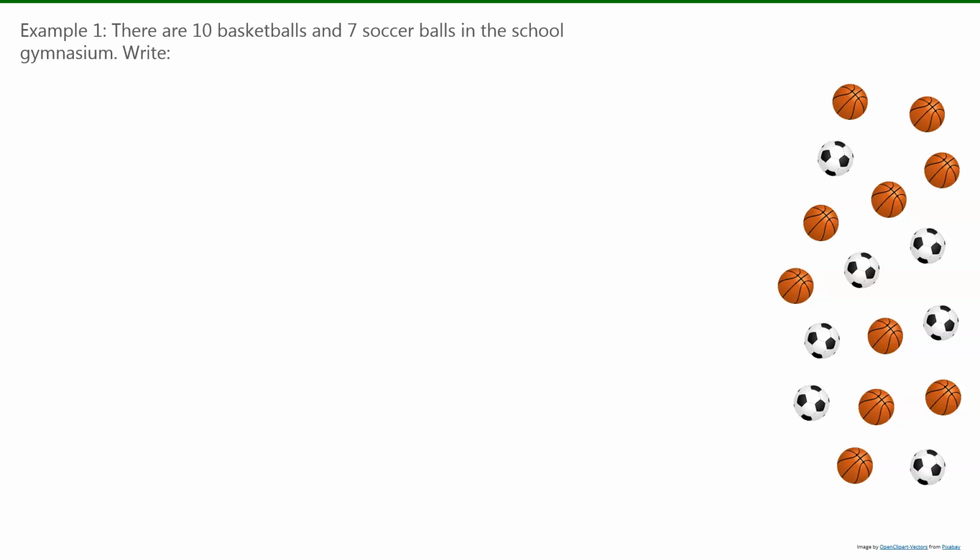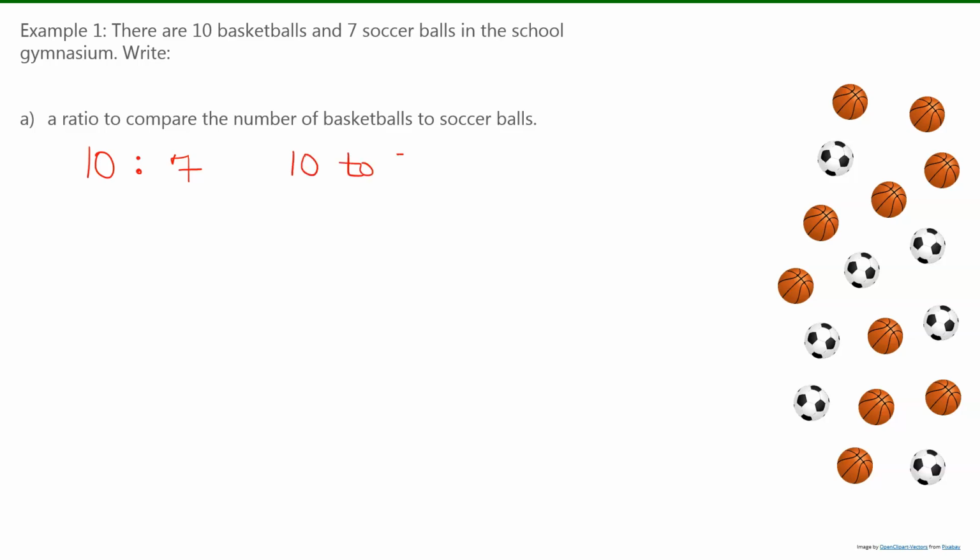Example 1. There are 10 basketballs and 7 soccer balls in the school gymnasium. Write a ratio to compare the number of basketballs to soccer balls. So we have to take the total number of basketballs, and we can write a colon, and then the number of soccer balls. You could also write this ratio as 10 to 7. It wouldn't make sense for me to write this ratio as a fraction because this is a part-to-part ratio and not a part-to-whole ratio.